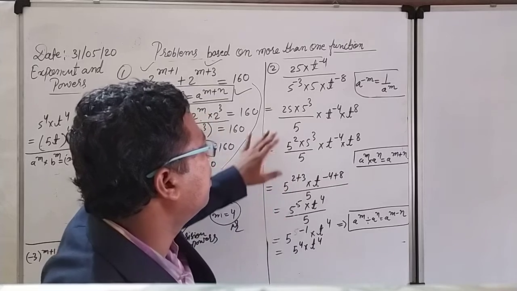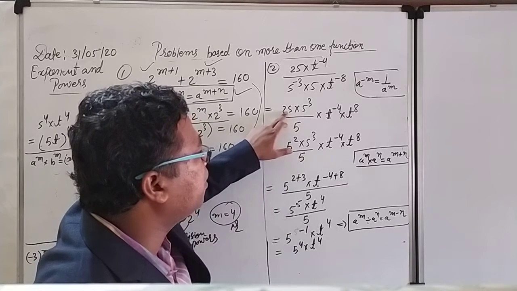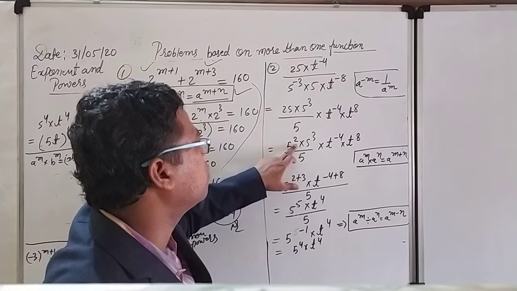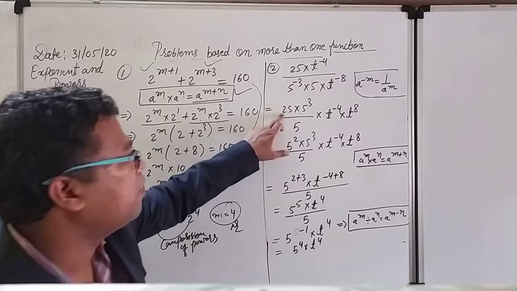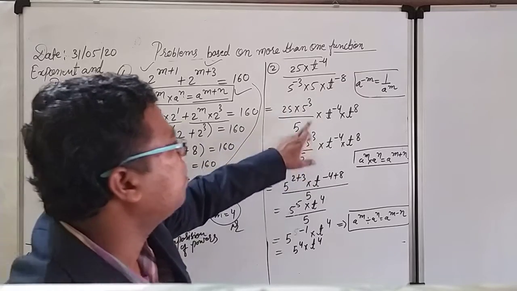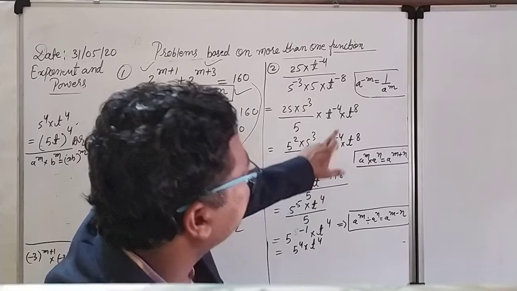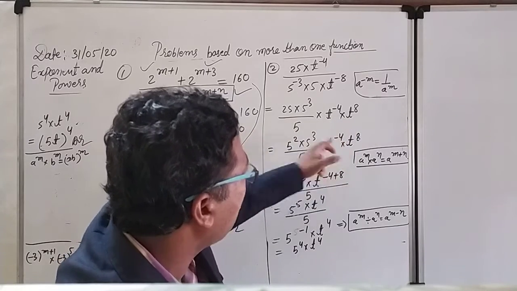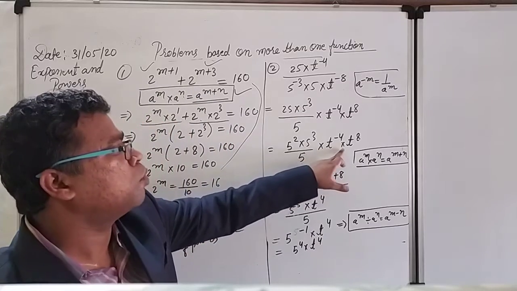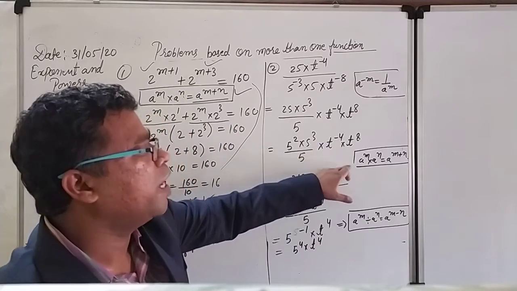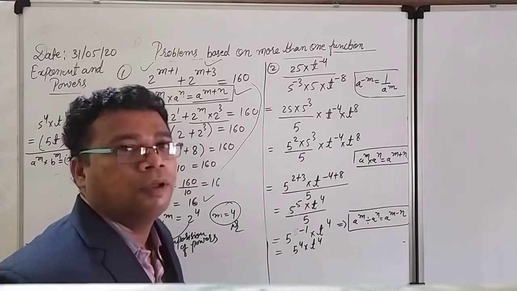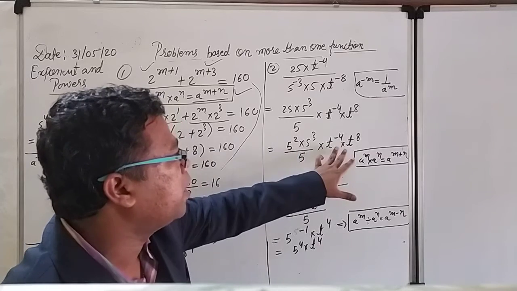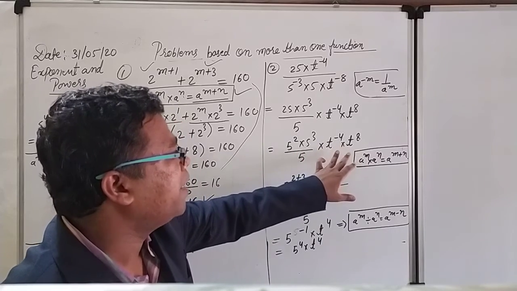Right now see the situation: that 25, I can write in the form of base 5. So what should I write? 5 square. In place of the 25, I have written 5 square into 5 to the power minus 3. It was the same, no change. t to the power minus 4 into t to the power 8, there is no change here upon 5. Actually, I can solve that particular thing, but I want to solve both things together whenever I apply the multiplication rule. That's why I am writing this again.